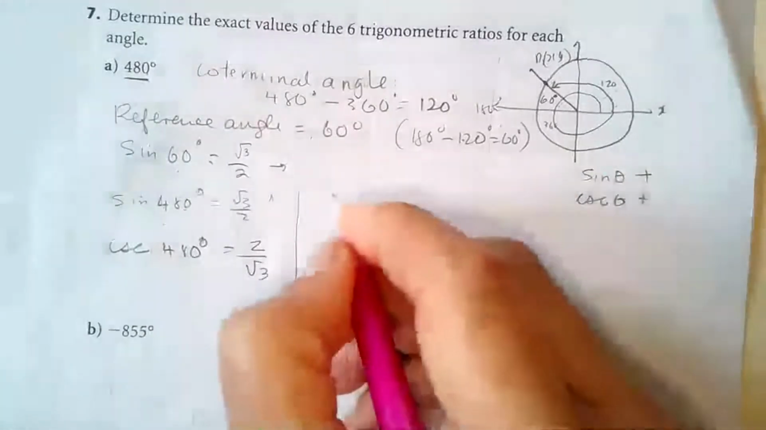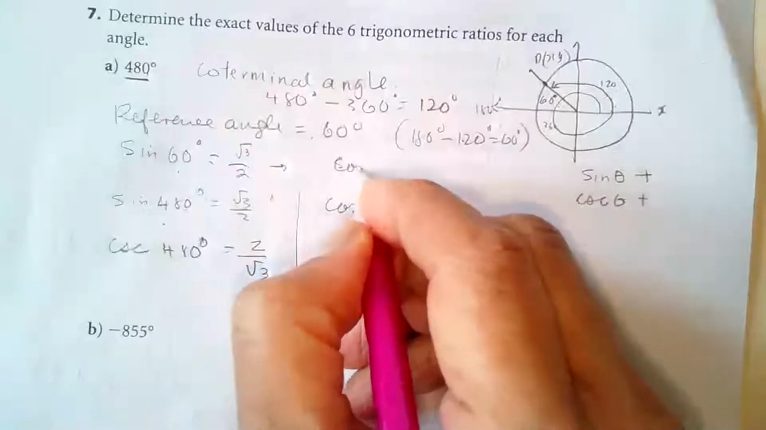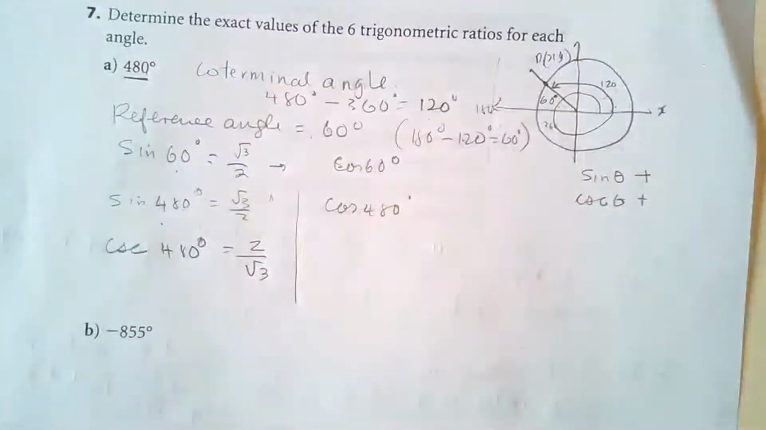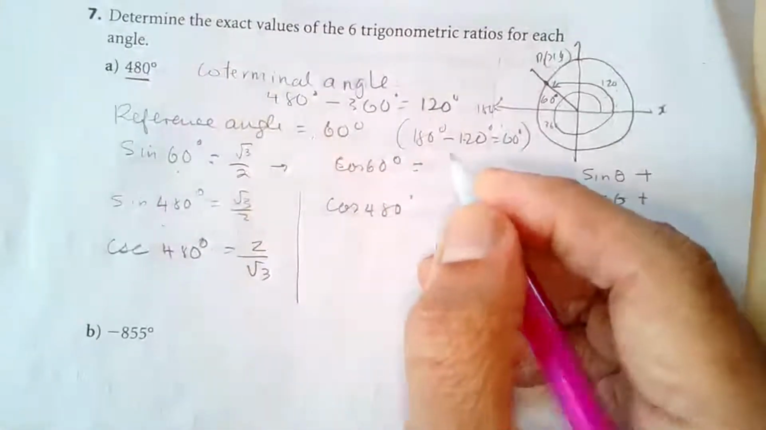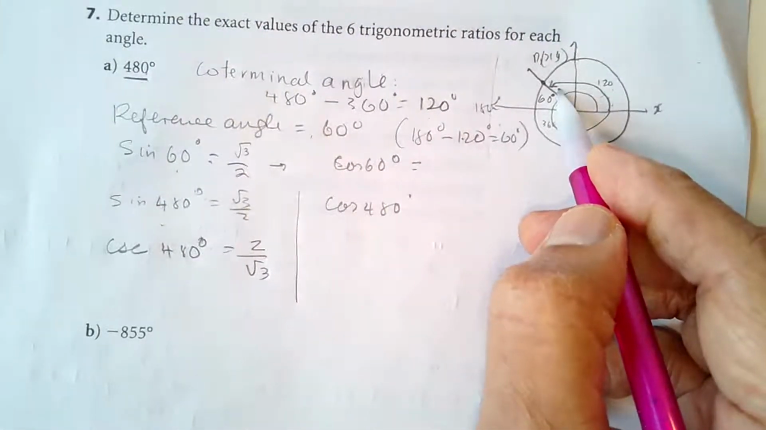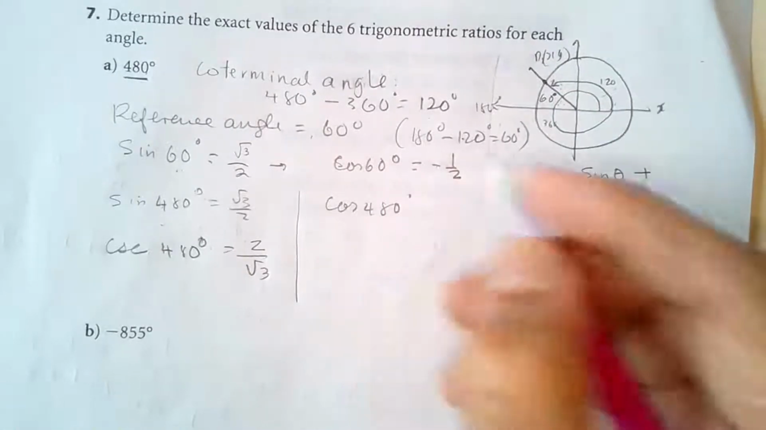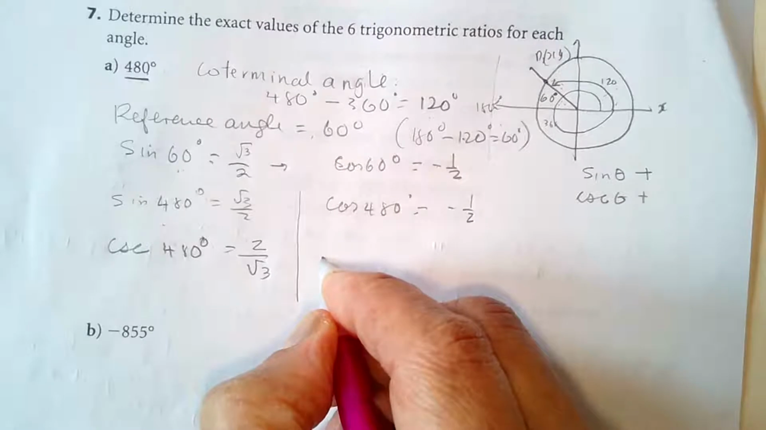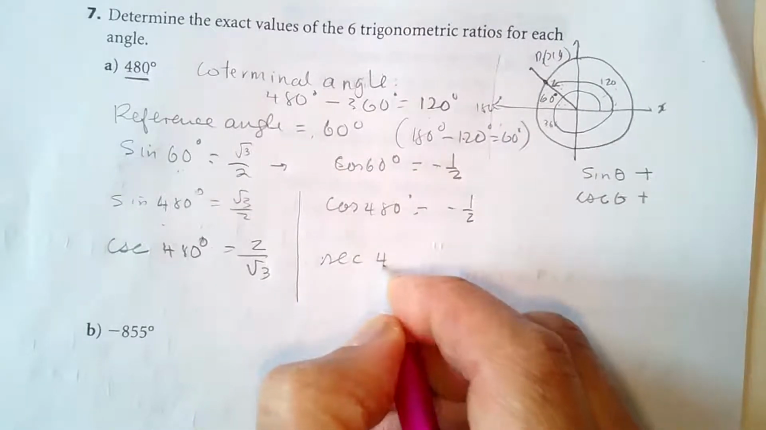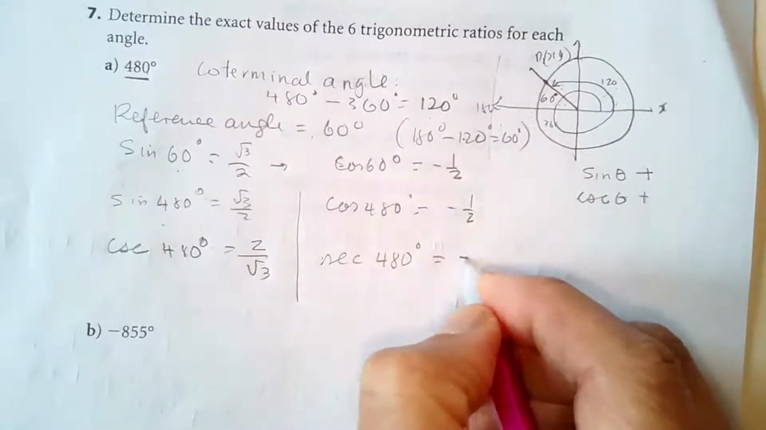Now we look at cos 480 degrees, which has the reference angle cos 60 degrees, which is a half. But because it's in quadrant 2, it's negative. Right? In quadrant 2, it's negative. So now we have negative a half. The reciprocal is secant 480 degrees. Well, now it becomes negative 2 over 1, which is negative 2.